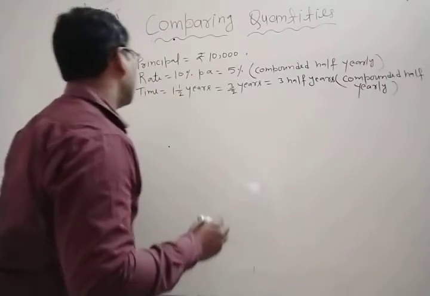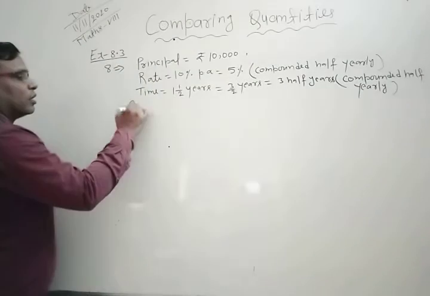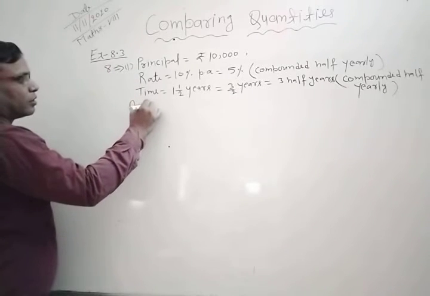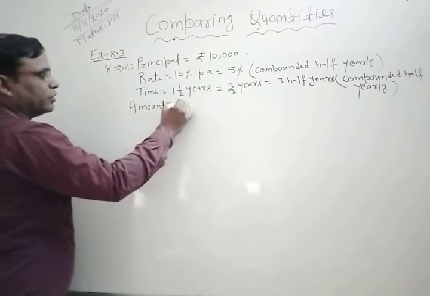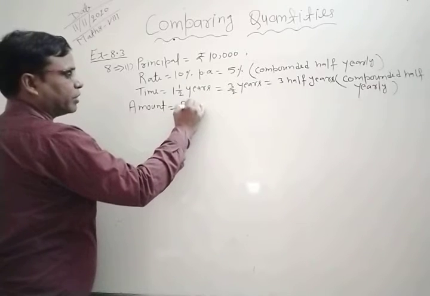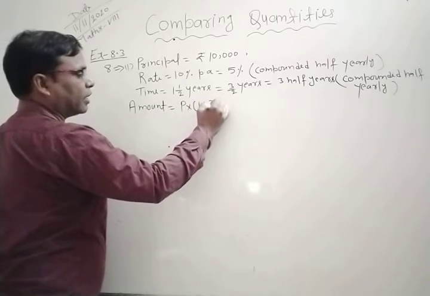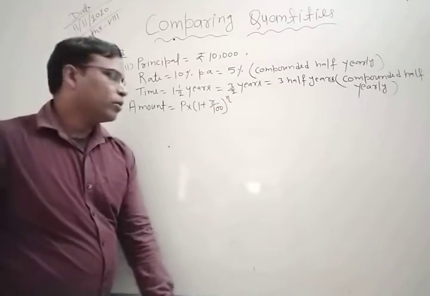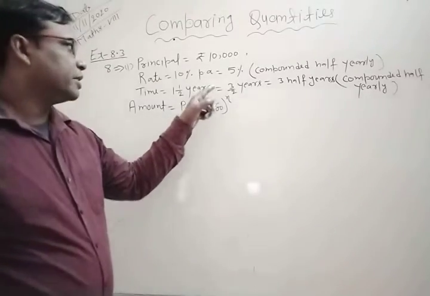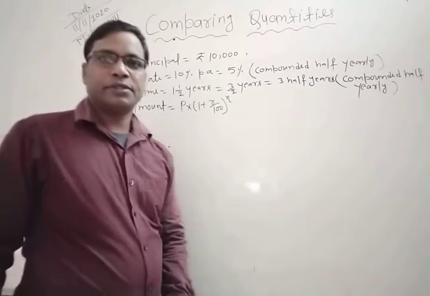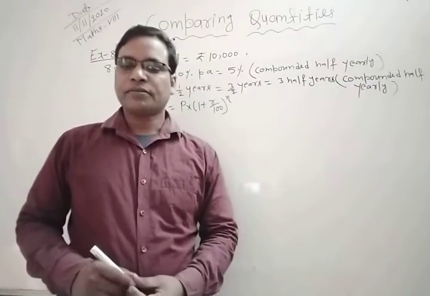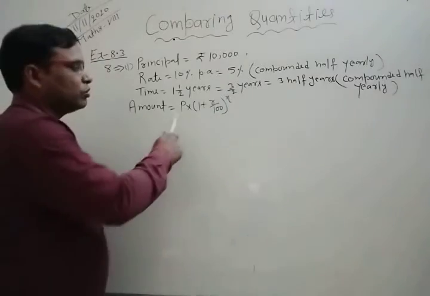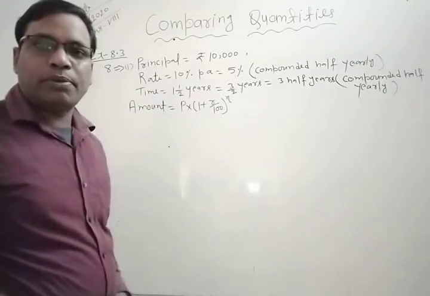How can we find the amount? Amount is equal to what? This is the first part. Amount is equal to principal into (1 plus r upon 100) to the power n, where P represents principal, r represents rate, and n represents time. Okay, so this is the case of compounded half yearly. So first we find the amount. The amount is equal to P into (1 plus r upon 100) to the power n.